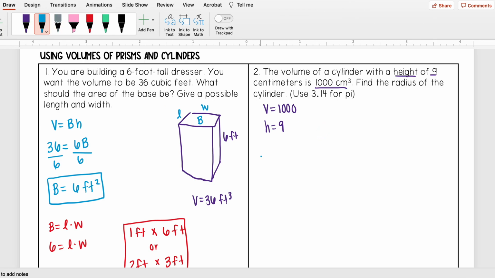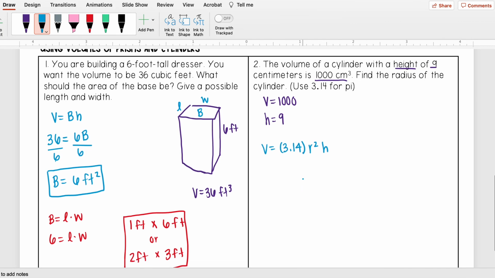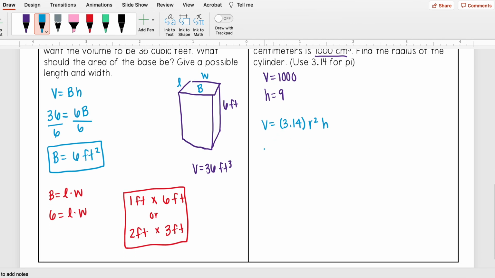I also know the volume of a cylinder is equal to pi r squared H. However, this problem does tell me to use 3.14 for pi, so I'm going to replace that with 3.14 r squared H. And now I'm going to plug in all the information that I know. So I know that V is equal to 1,000, so I replace V with 1,000. And I know H is equal to 9. And now I'm going to solve this for R.